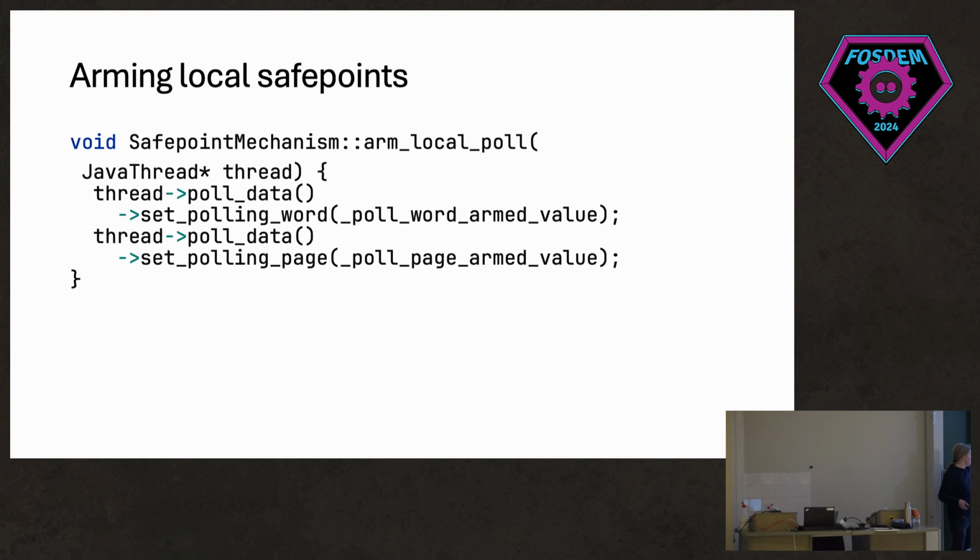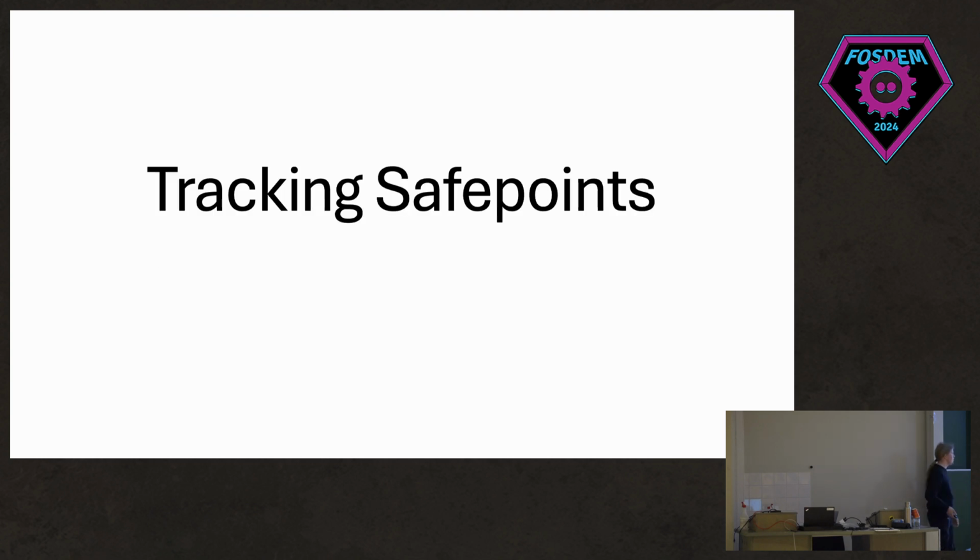Essentially what we do, we, for one, set the polling page when you arm it to the arm value, like the bad page. And of course, we're not doing any of the segmentation fault trick in template interpreters. So we're also setting the polling word so that the template interpreter can also check it. And when we do a global safepoint poll, we essentially do this for every thread. That's pretty simple here.